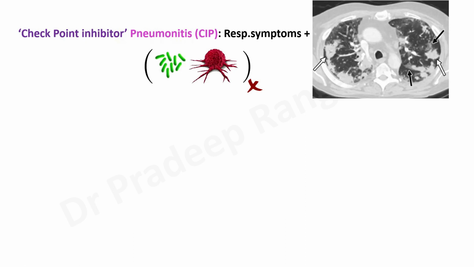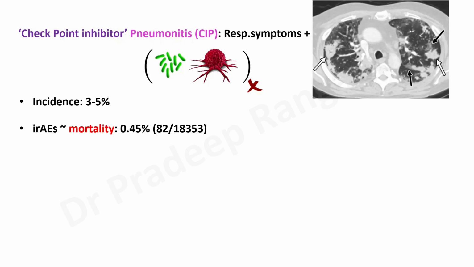The risk of infection is very high. That is the first one. The second one is they may have this underlying tumor itself, which may be progressive. So the tumor progression also has to be ruled out. And the incidence of this checkpoint inhibitor pneumonitis caused by these immunotherapy agents is 3 to 5%. So it's not very much, but not very uncommon as well.